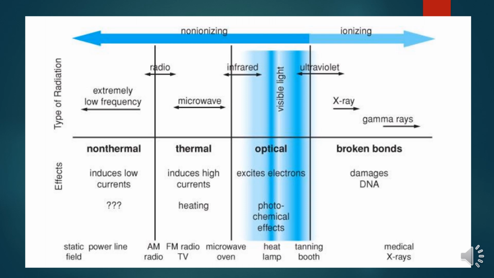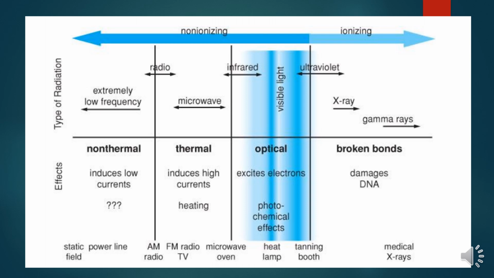So here on the right side, it is the ionizing radiation. Most of the ultraviolet light, 95%, comes under ionizing radiation. Then X-rays and gamma rays damage DNA. So here at the bottom they have given the effects, that is, damages the DNA. For example, medical X-ray. So when it exceeds the limit to be absorbed by our skin, it may damage our DNA.